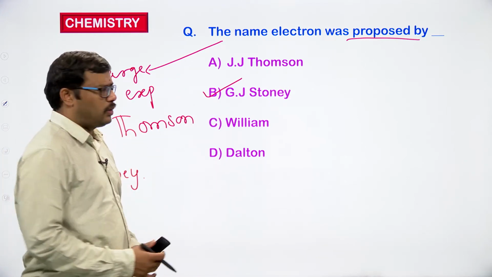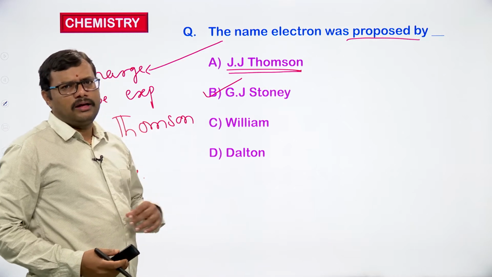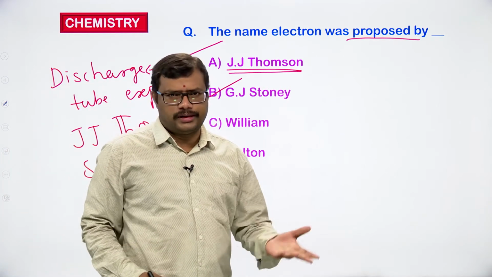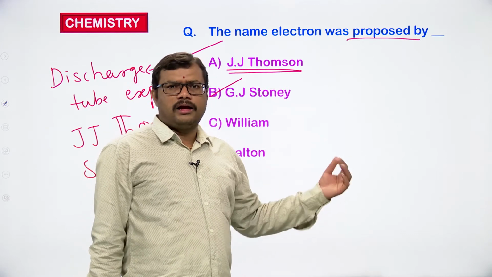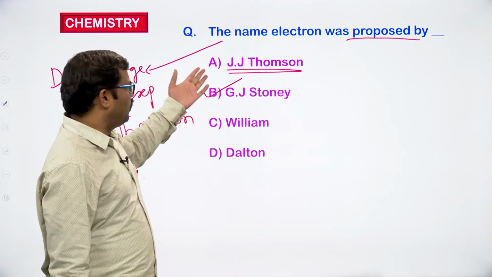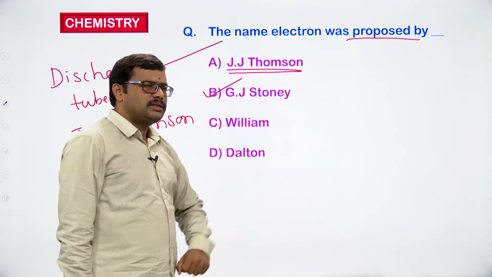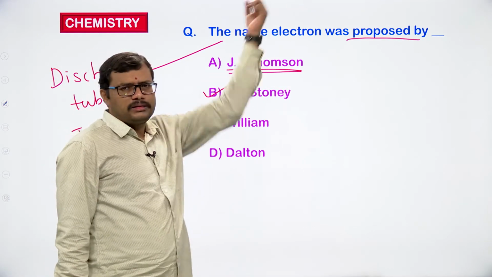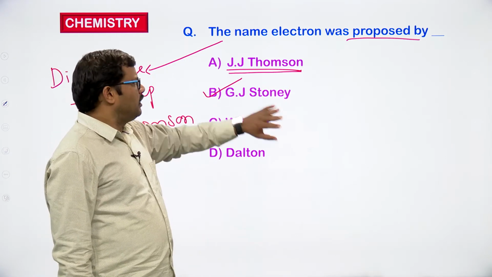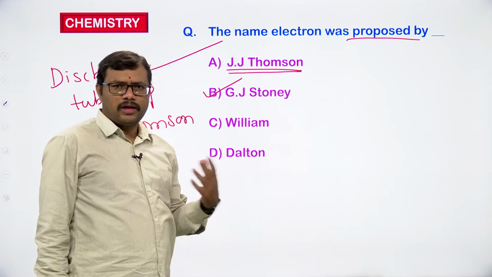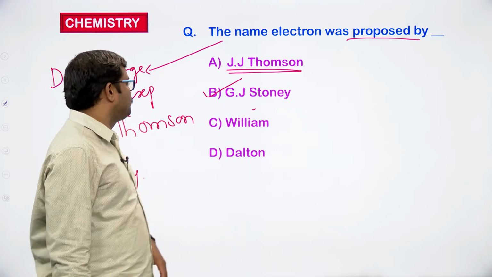Actually, the experiment was carried out by J.J. Thomson, no doubt. He gave the name cathode rays, the rays which are moving towards the anode and appear to be coming from the cathode. So, the rays are named as cathode rays by J.J. Thomson. But because of the negative charge that is present, and it is the fundamental or universal particle of all matter, these cathode rays are named as electrons by Stoney.